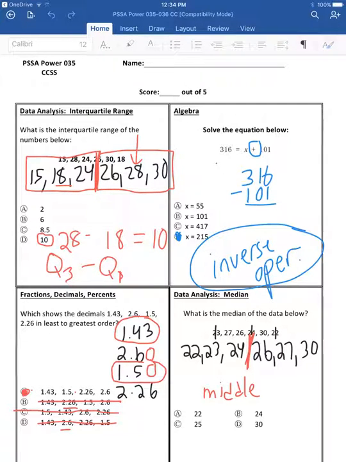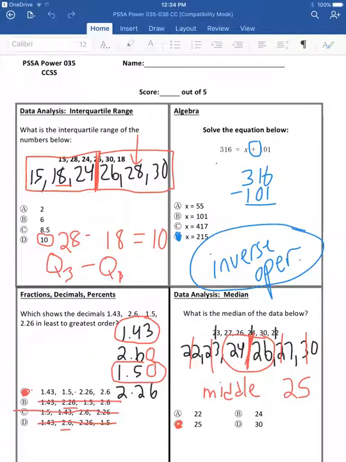I don't have a middle number. So if I cross out little and big, I have 2 middle numbers. Now the median is the middle. It has to be the middle of those 2 numbers. So the middle of 24 and 26 is 25. So if you had C, give yourself a C.